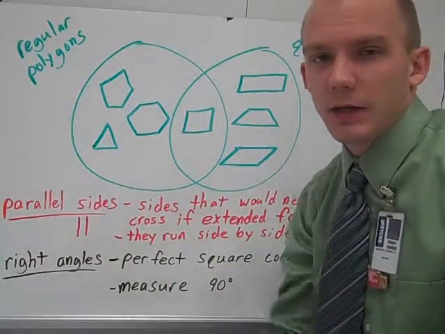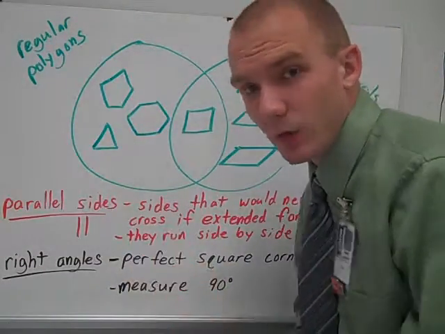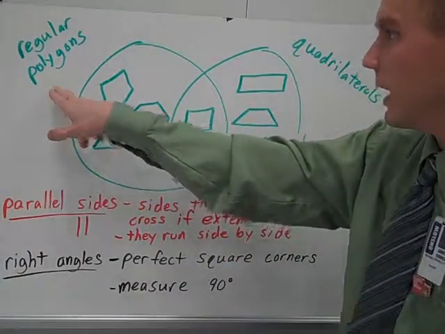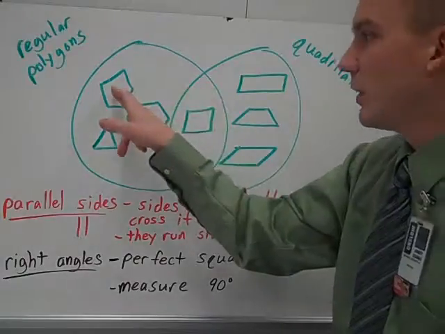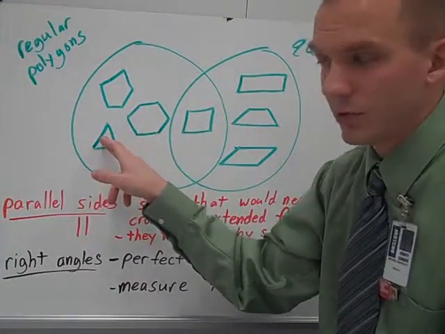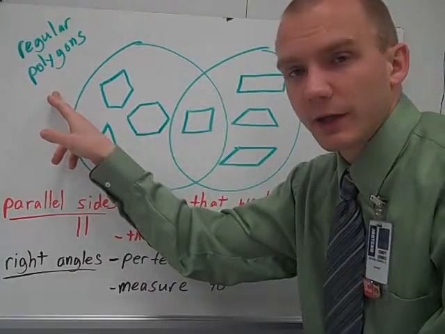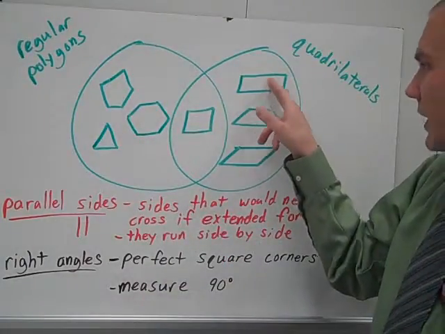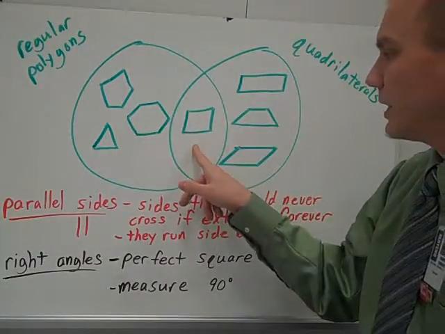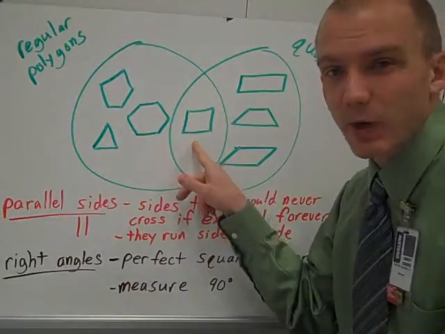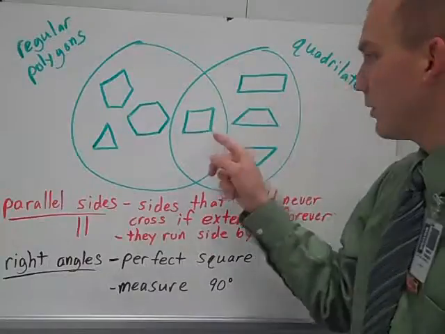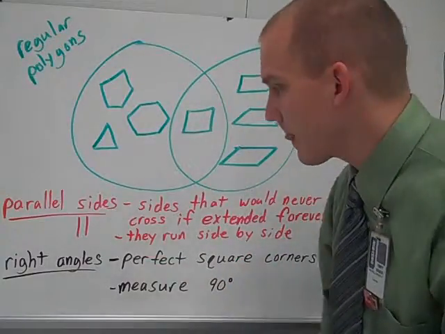Regular polygons are polygons where all the sides and angles are equal. In this case, I'm making a Venn diagram comparing regular polygons to quadrilaterals. So I have a regular pentagon, a regular hexagon, and an equilateral triangle. All of these are regular polygons. And then I have a rectangle, a trapezoid, and a parallelogram here under quadrilaterals, and right in the middle for both, again, is the square. It's a regular polygon because all the sides are equal, but it's a quadrilateral because it has 4 sides.